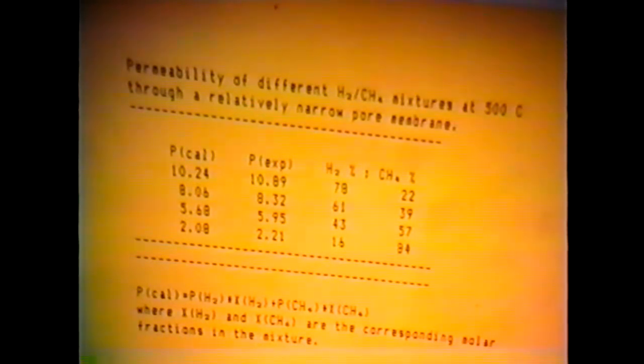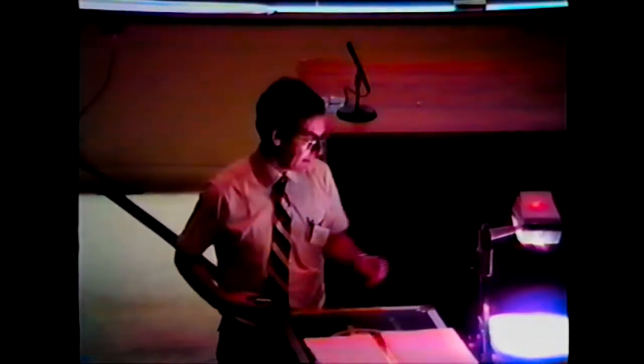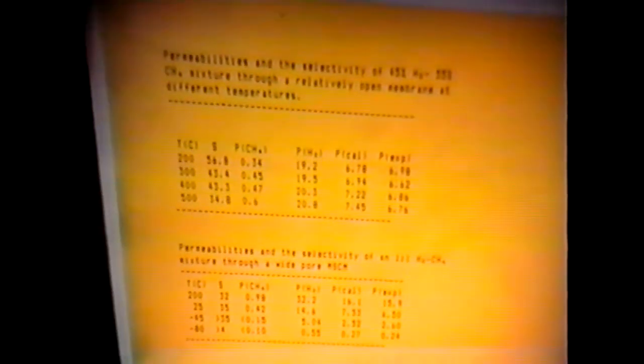The reason for that is our model. I don't have time to explain it, but it's a series of constrictions in parallel that could explain why methane is not fouling the hydrogen. And here is another data of mixtures.